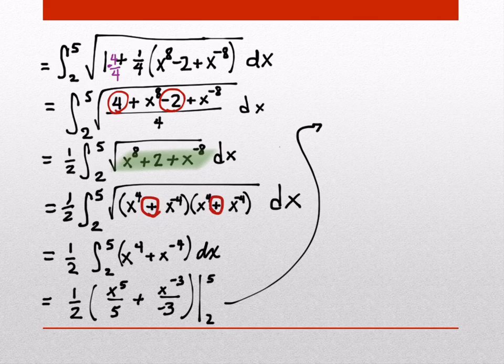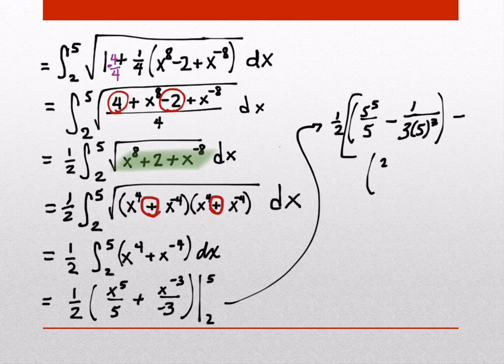So I have a 1/2. I have 5 to the 5th over 5. That's lots of 5s. Minus, and then I've got 1 over 3 times 5 to the 3rd, right? And then all of that, I've got to do the same thing with the 2. So I have 2 to the 5th over 5 minus 1 over 3 times 2 to the 3rd. And of course, everything in that bracket is multiplied by the 1/2 that's at the beginning.